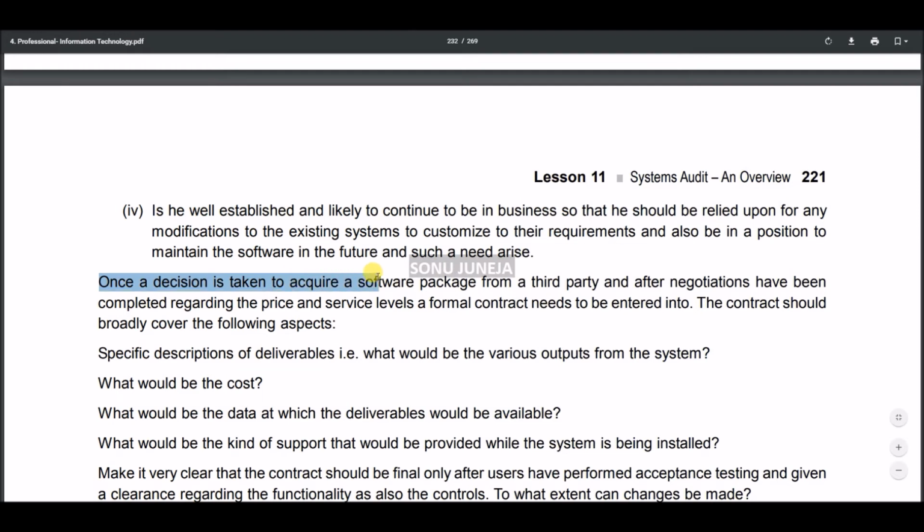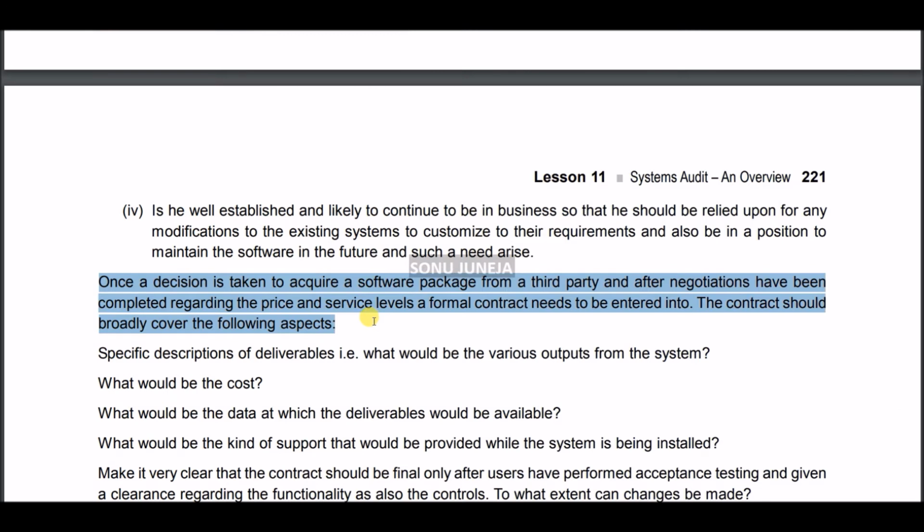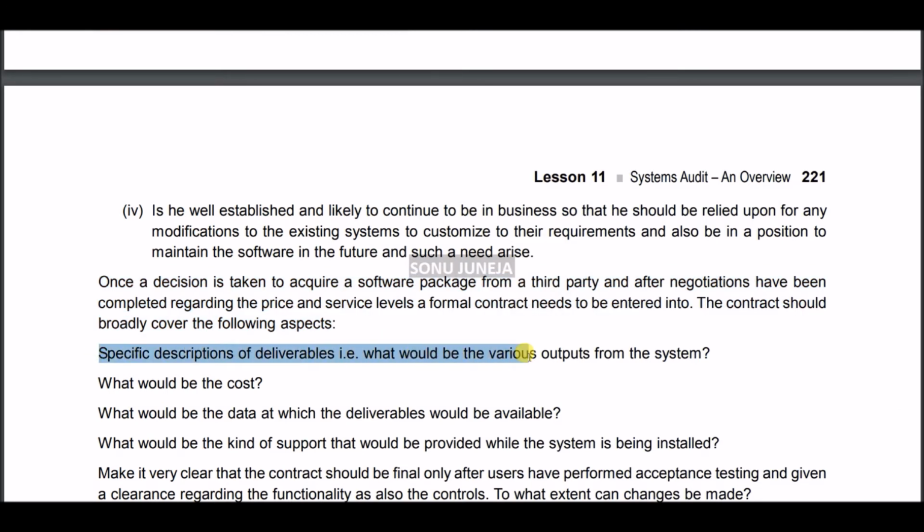Once the decision is taken to acquire a software package from a third party, and after negotiation has been completed regarding the price and the service levels, a formal contract needs to be entered into. The contract should broadly cover the following aspects. So, contracting with the vendor, while drafting the agreement, please consider this. Now, a specific description of deliverables, that is, the various outputs of the system.